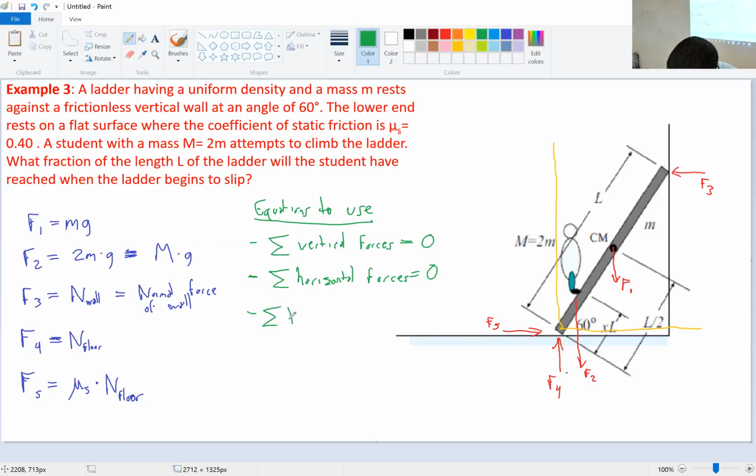So the sum of the torques about, we'll call it point A, right there. Point A. And you can use any reference point. That just makes the calculation a little easier. And then let's see. We got 1, 2, 3, 4.